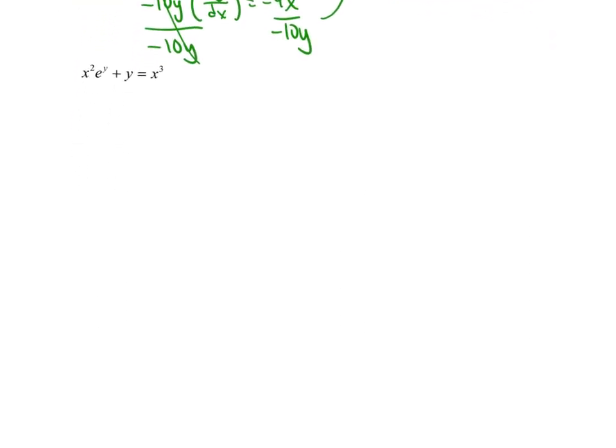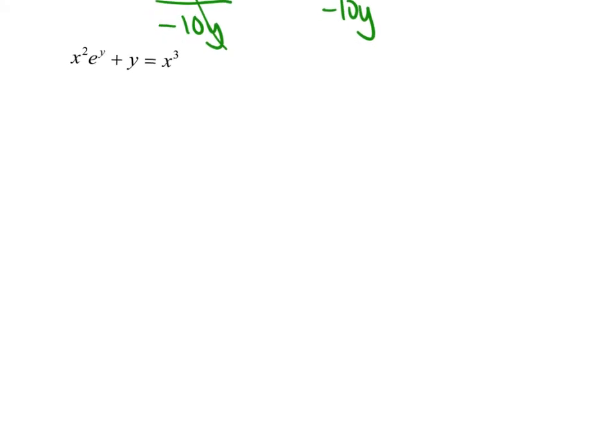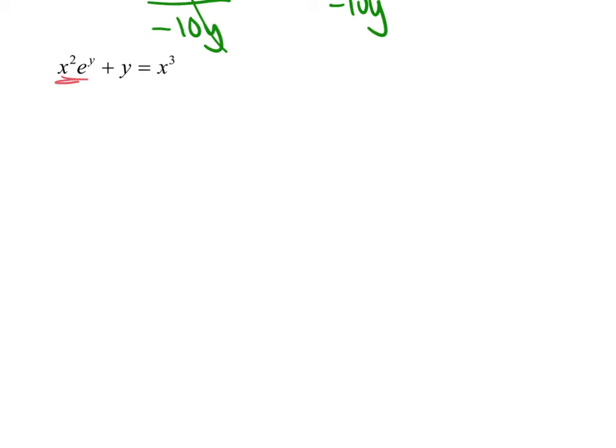All right, let's go ahead and look at this one. Now this one's kind of a messy one. And the reason is, if you notice here, most of the terms are kind of the same. The one that's going to be somewhat problematic is this first term right here, x squared e to the y, because that is a product of two things. It's two things multiplied together.